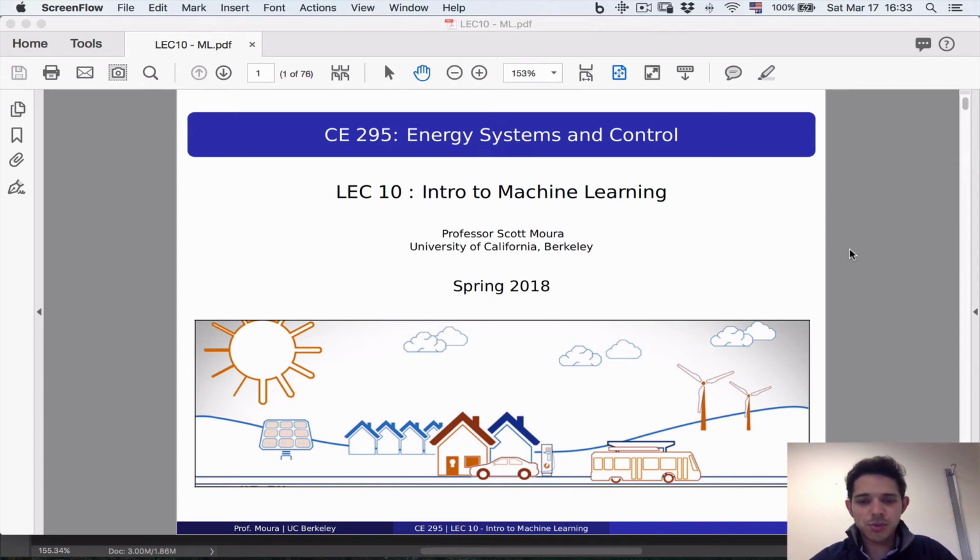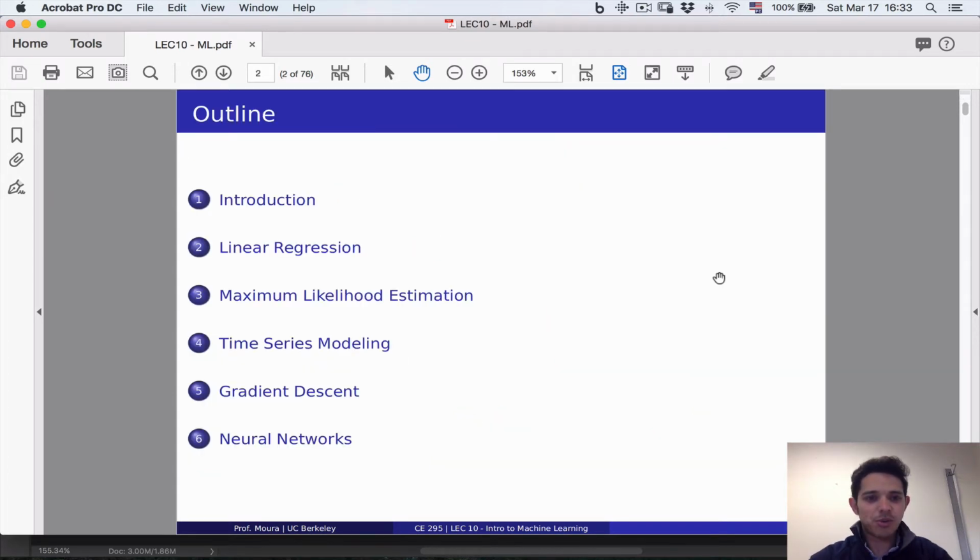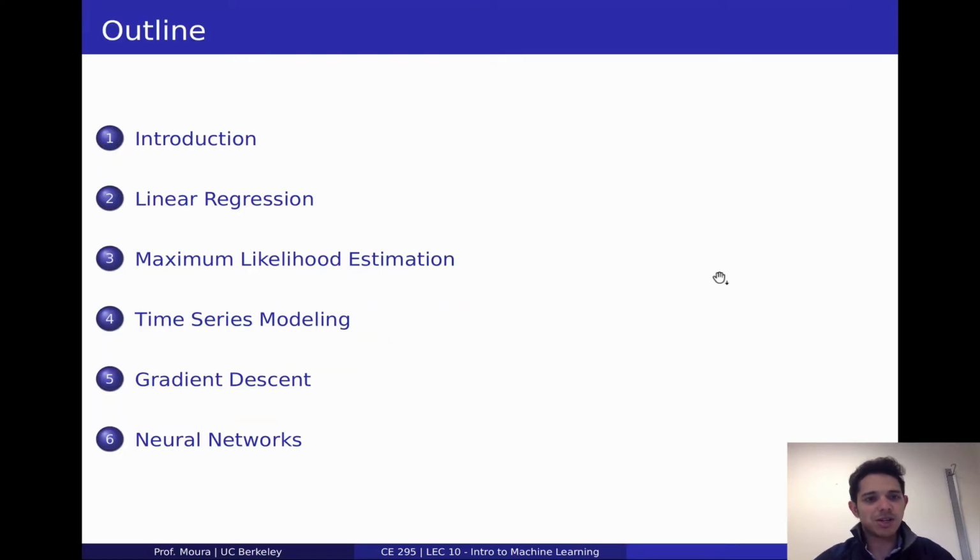All right, this is part 3 of our three-part set of videos on Chapter 4 on machine learning. So far what we've talked about is an introduction to machine learning. We talked about linear regression. Then we studied maximum likelihood estimation, which was about fitting probability distributions to data. Then at the end of the last lecture, we discussed time series modeling, and in particular this autoregressive and exogenous inputs model, or ARX model, which is something that you'll use in homework 4.